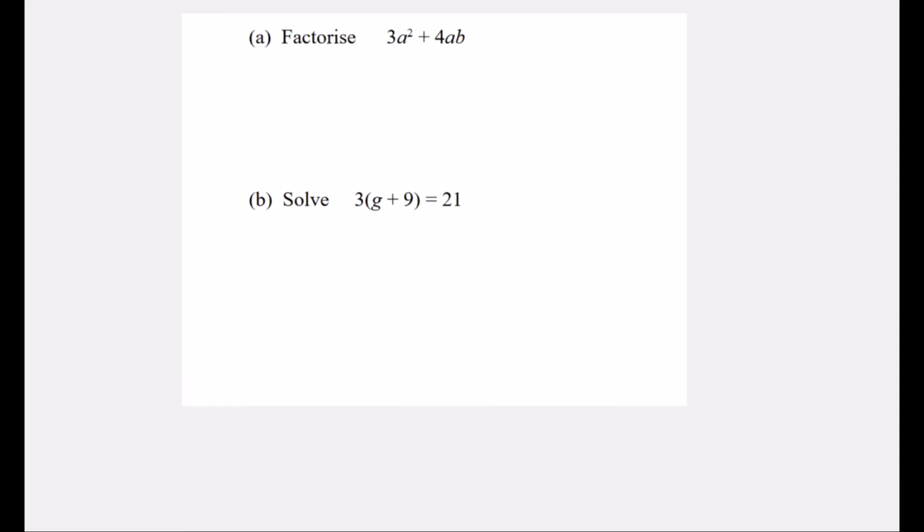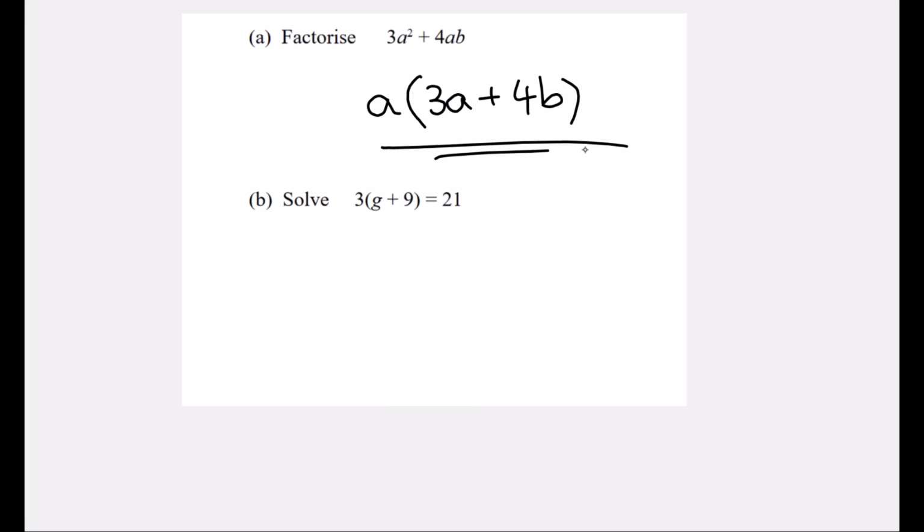Question 17, part A, factorize. So factorize means put into brackets. What's common to both of these terms? They both have an A in them. So A can come outside. A times 3A makes 3A squared. Keep the plus in the middle. A times 4B makes 4AB. So that's our answer.